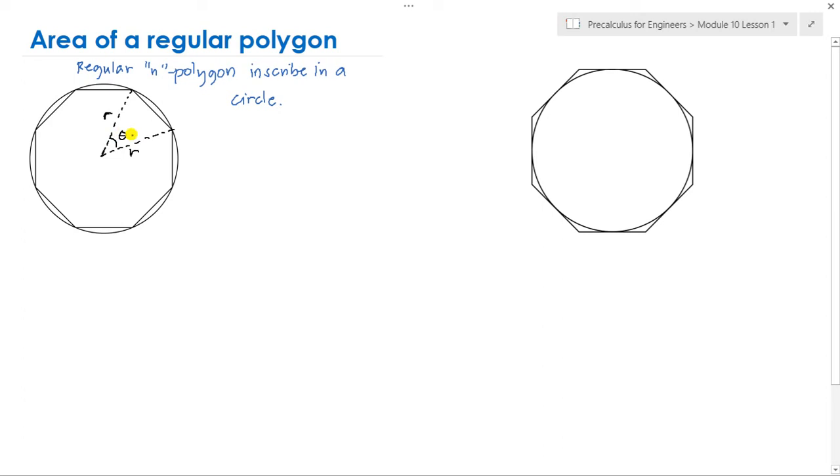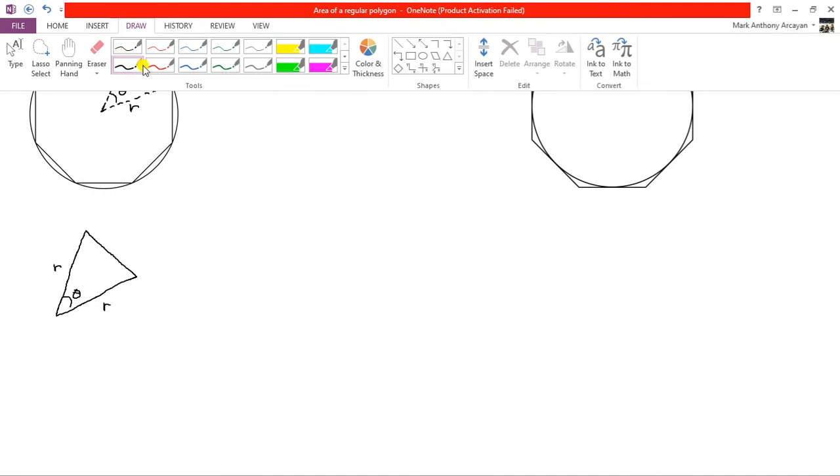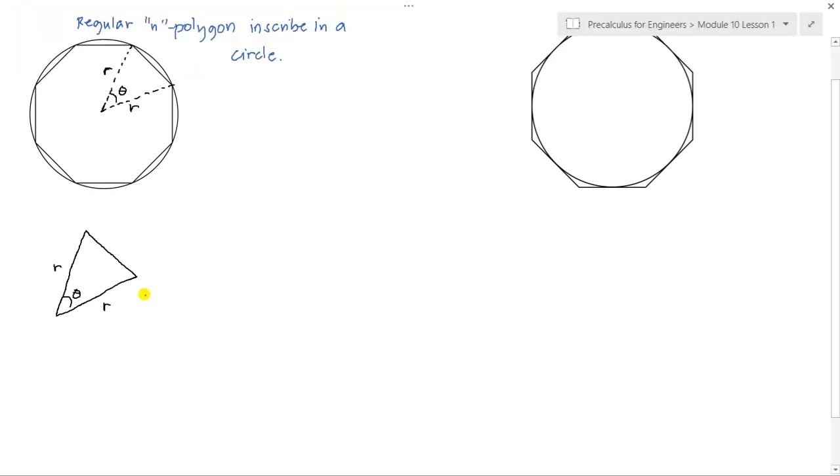So ato na i-extract nga triangle. So we have here theta. This is r and this is r. Okay, so here, di ba? Naa tay given two sides of the triangle and equal pirmi sila, that is the radius. Unya naa pud tay included angle nga theta.